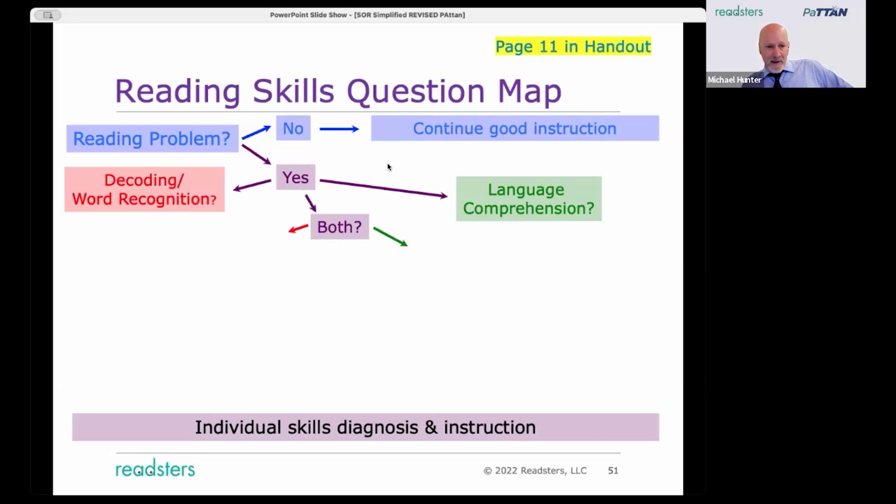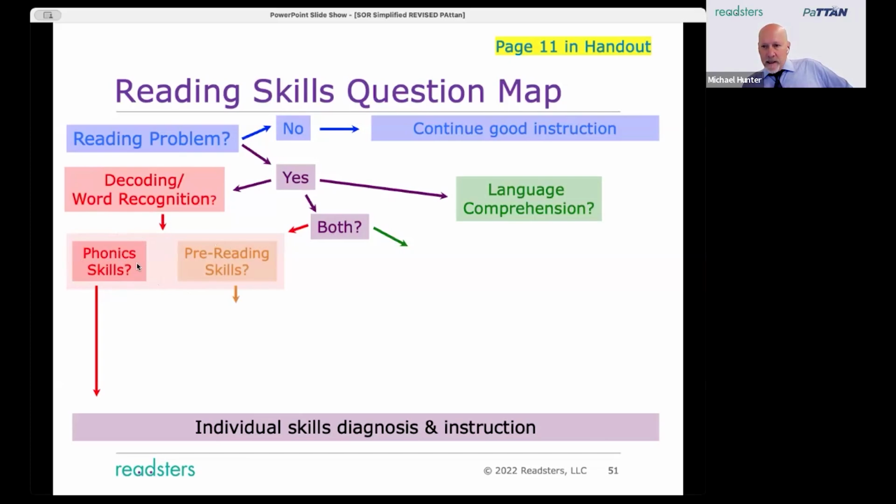But you give a diagnostic, words in isolation, so that meaning is not involved. And you find out where in that continuum of decoding skills your student is. Are they in the beginning decoding stage? Are they in the advanced word recognition stage? And how severe are their weaknesses in that stage? And that will guide you to the appropriate instruction.